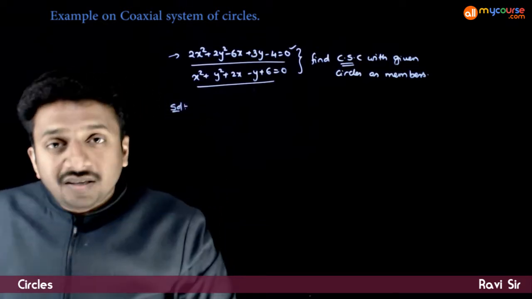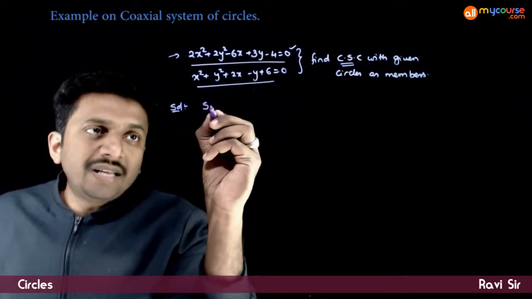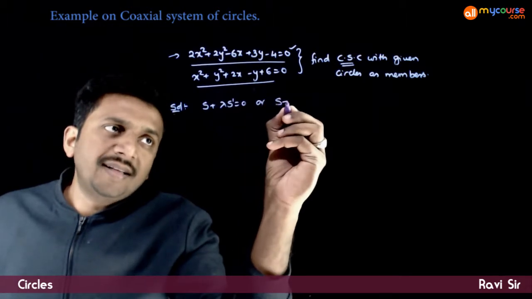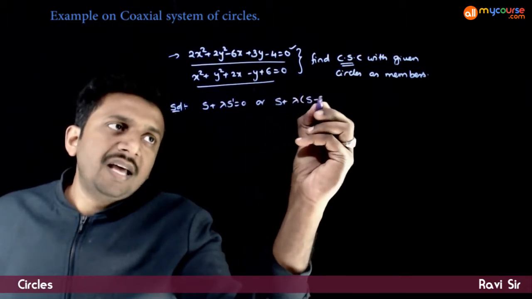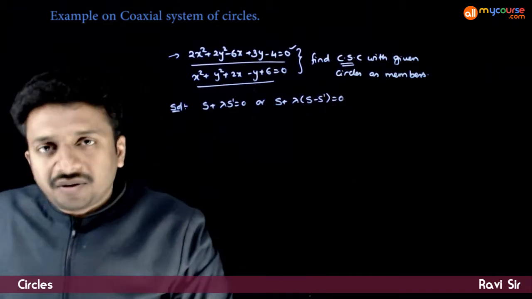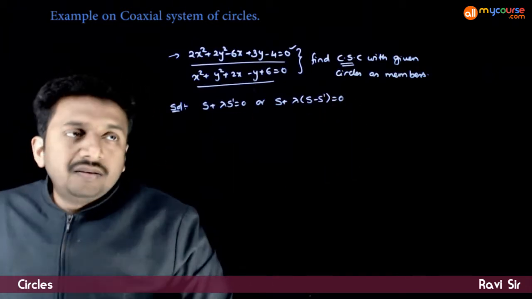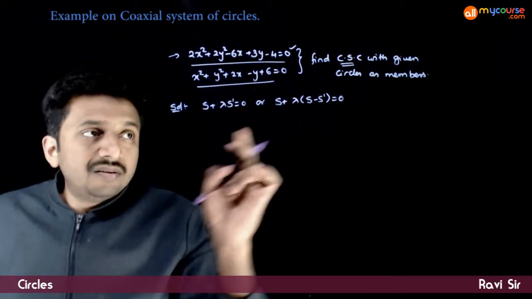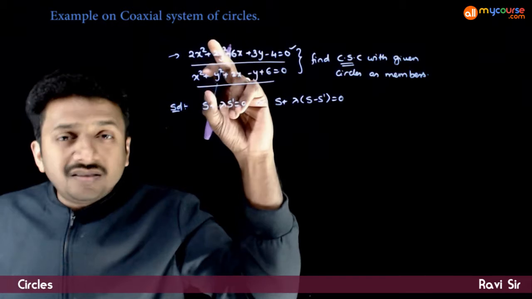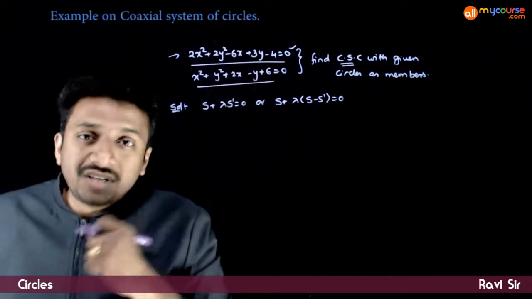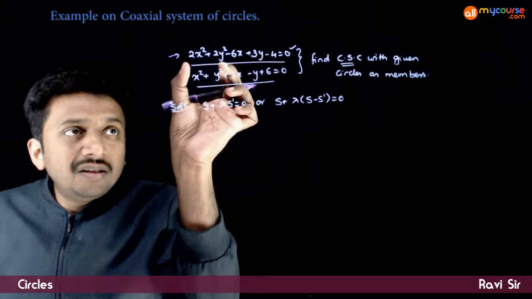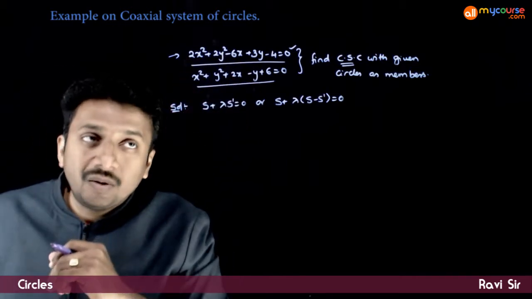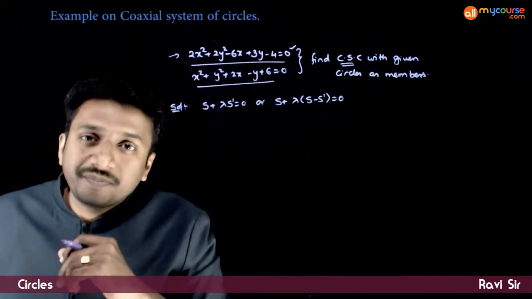So we have already seen the formula, which is s plus lambda s dash is equal to 0, or s plus lambda times s minus s dash is equal to 0. So to use these equations, first we need to make these two equations into the general form. That is, we need to make the coefficient of x square and y square equal to 1. Only then you can use this formula.